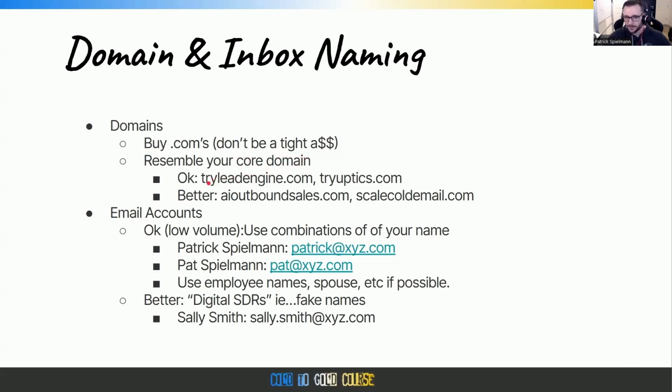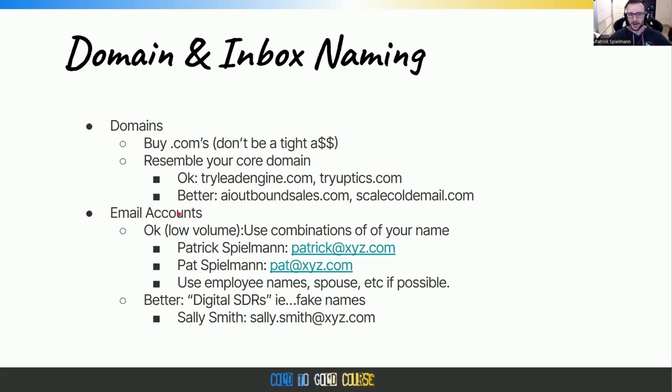For instance, for LeadEngine, you could use tryleadengine.com, or for Upticks, tryupticks.com. But a better strategy is to decentralize the naming. So instead of LeadEngine, I might say AIoutboundsales.com. Instead of Upticks, I might say scalecoldemail.com. So try to decentralize as much as possible. Use just key terms and things of that nature. If you're doing lower volume, you can get away with adding a prefix word or a suffix word at the end.